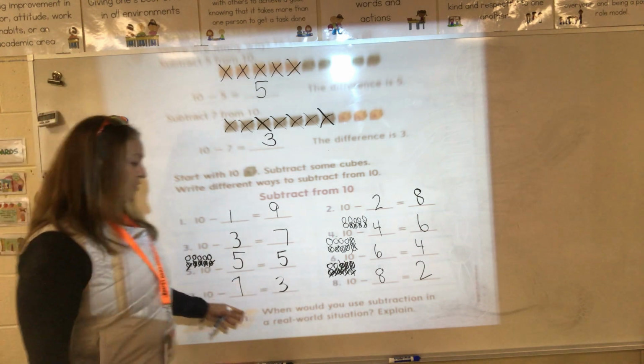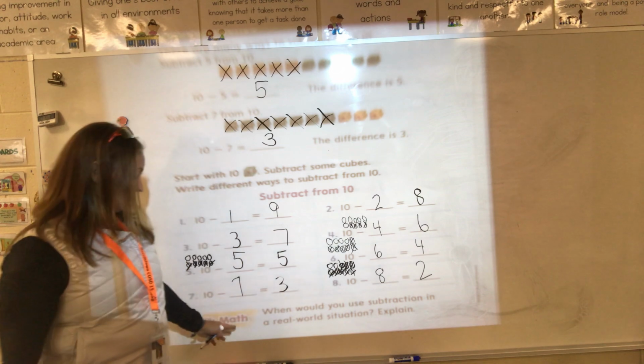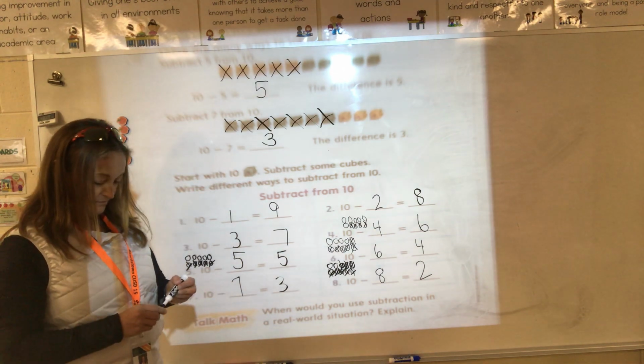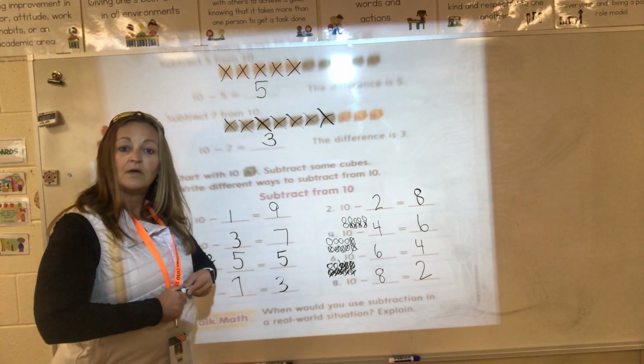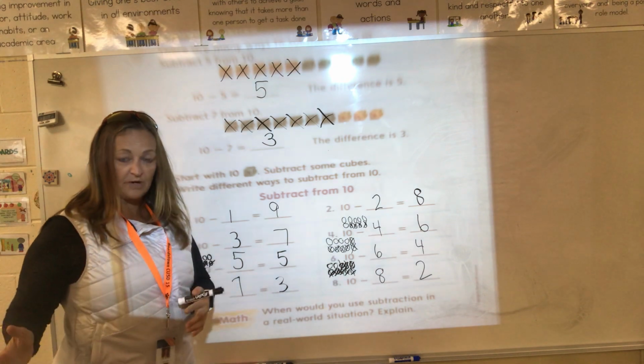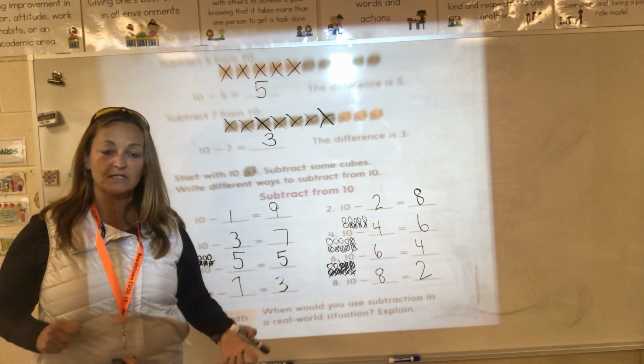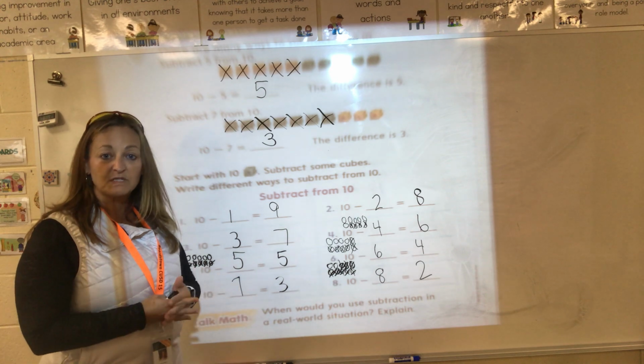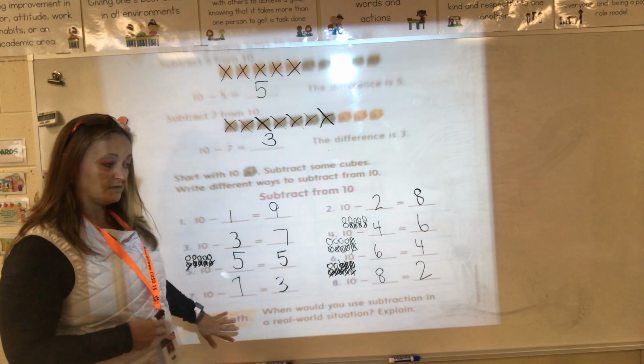So then the question is, when would you use subtraction in a real world situation? We use subtraction when we're going to take part of a group away, or if we're going to give things away, or when we want to find the difference between two numbers. That's when we're going to use subtraction.